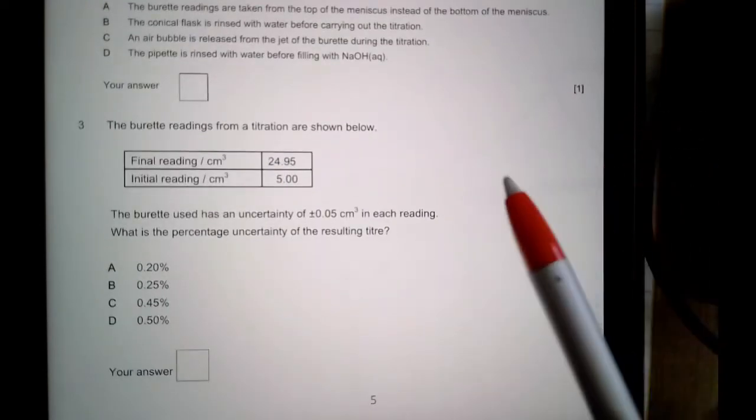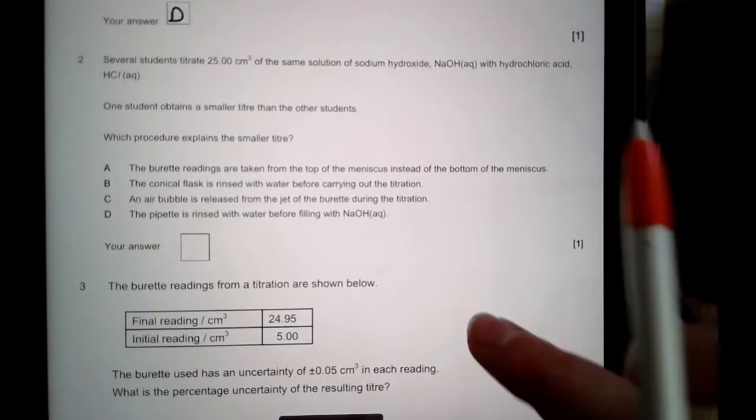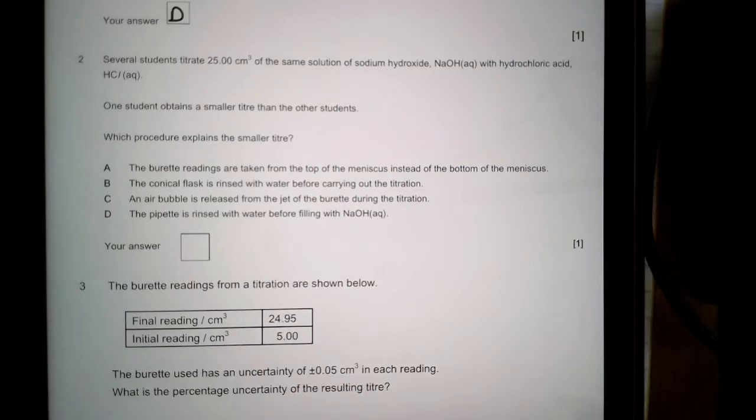This next question here is similar. So just pause and have a go at that one.